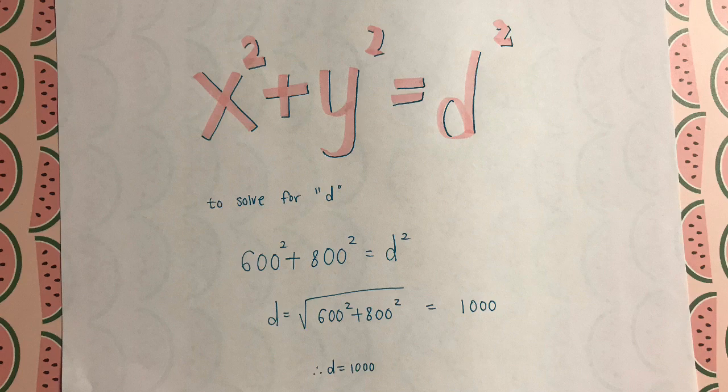Because we drew a right triangle to represent the situation, we're going to use the Pythagorean theorem, which states x squared plus y squared equals d squared. First, we're going to plug in the values of y and x to find d. 600 squared plus 800 squared equals d squared. And then I did the calculation and d equaled 1,000.